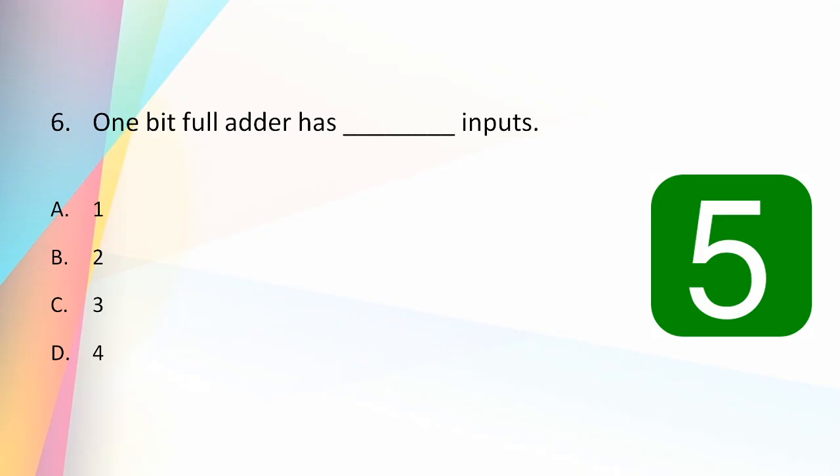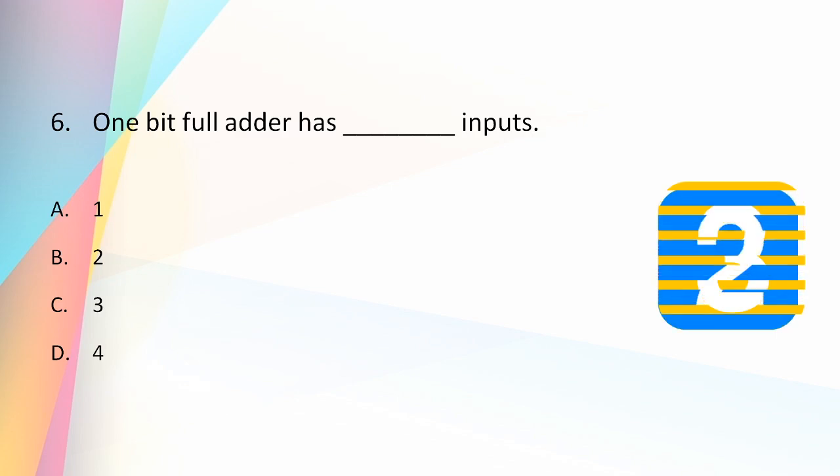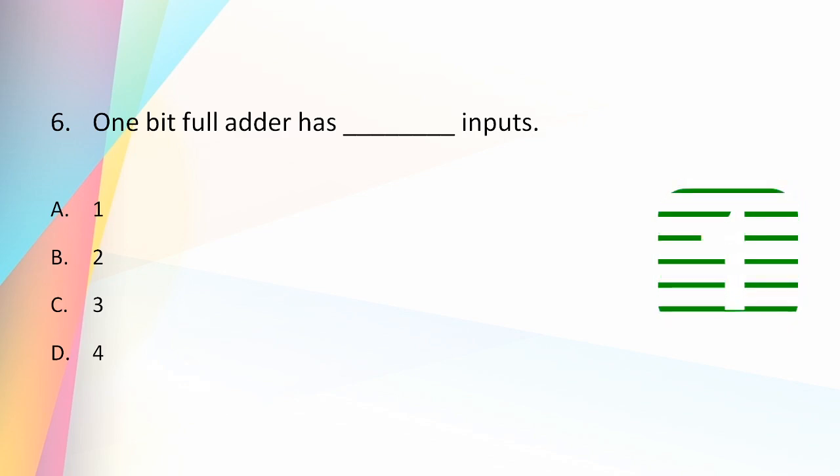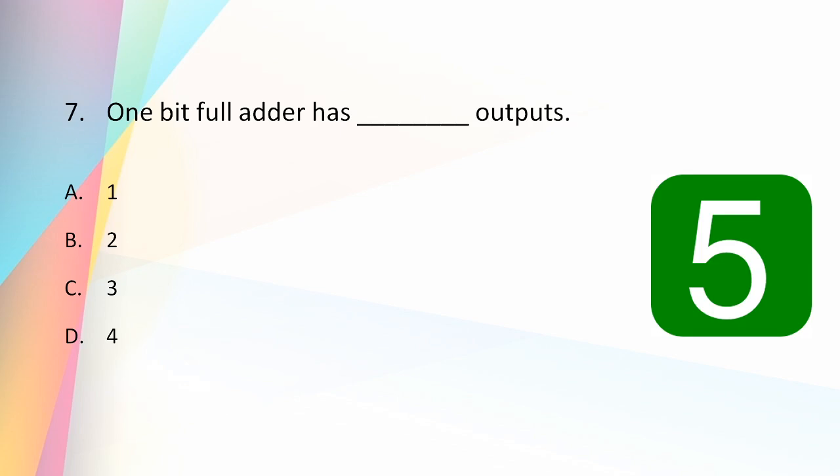1 bit full adder has dash inputs: 1, 2, 3, 4. And the answer is 3. A full adder has 3 inputs, 2 basic inputs and 1 carry in from the previous stage. So totally there will be 3 inputs.